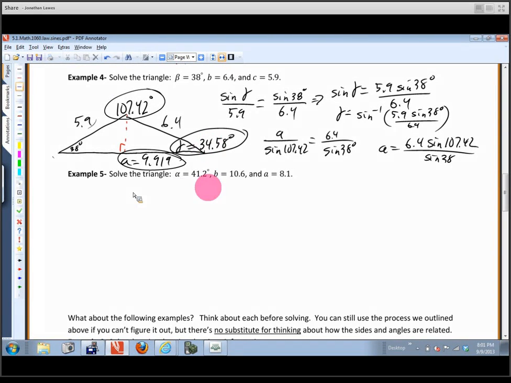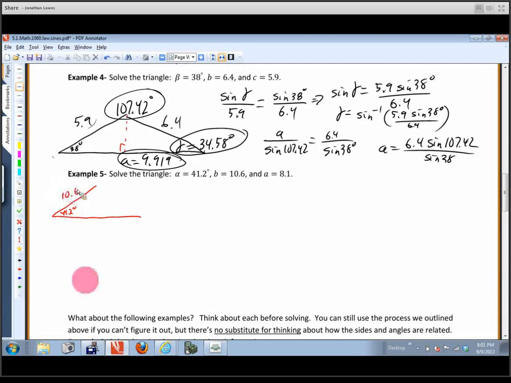We've got alpha, side B, and then side A. These two correspond. This one's got to be across from that one, so this one's got to be the adjacent side. So here's what we're going to draw. And I'm going to draw a little picture right here, again, roughly to scale. So this is 41.2 degrees. This is the one next to it, 10.6.